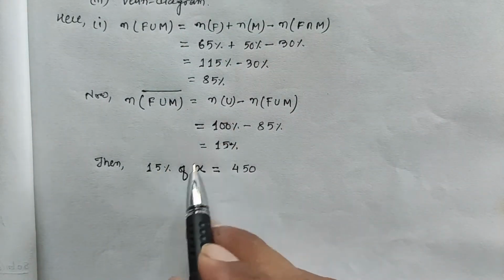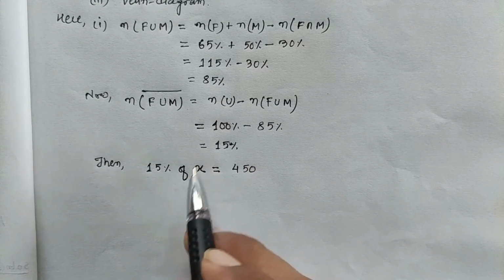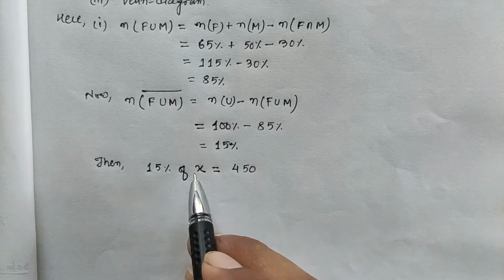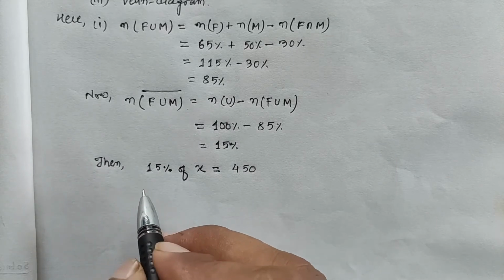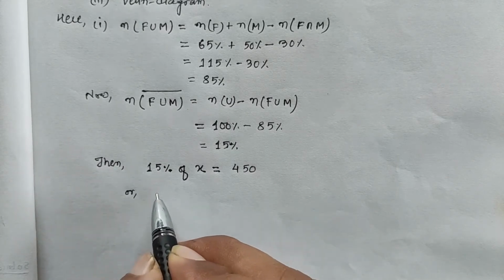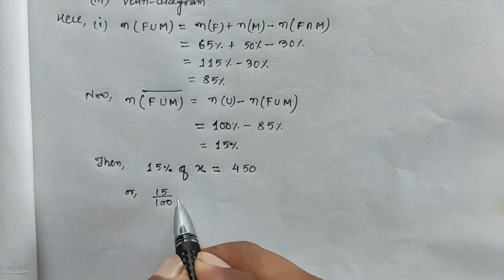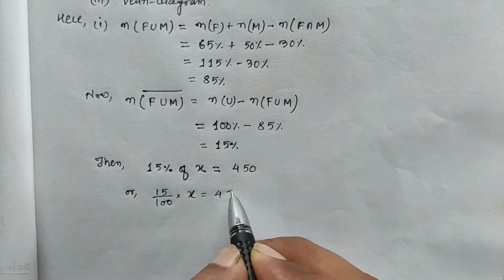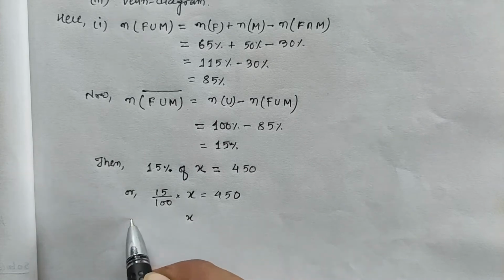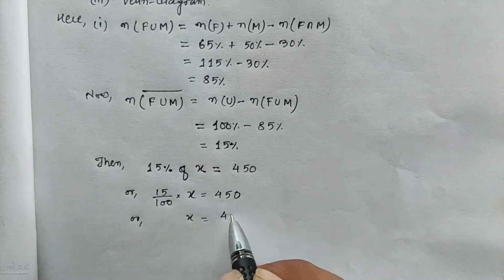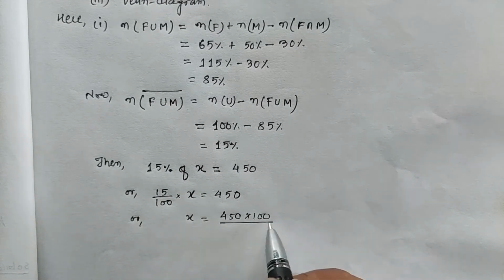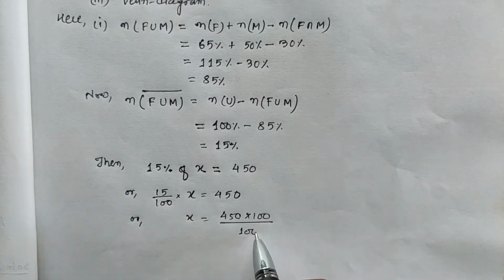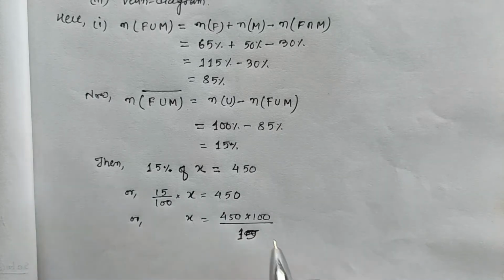Equal means 15% of the total. X is the total, NU is the total, isn't it? 15% of the total is 450. So in this way we can find the value of X. So it is 15 by 100 times X is 450. So X equals how much? 450. When it goes to the right side, it is in multiplication, it is in the numerator, and 15 comes to the denominator. Sorry, 15, not 100, 15.